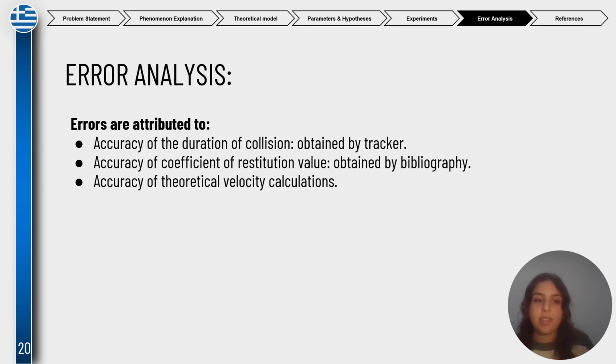Some error analysis, we know that some errors might be attributed to the accuracy of the duration of the collision, which was obtained by Tracker. And the videos were in slow motion, so the accuracy is higher, but there maybe was an error there. Other sources are the accuracy of the coefficient of restitution value, which was obtained by bibliography, and the accuracy of the theoretical velocity calculations.